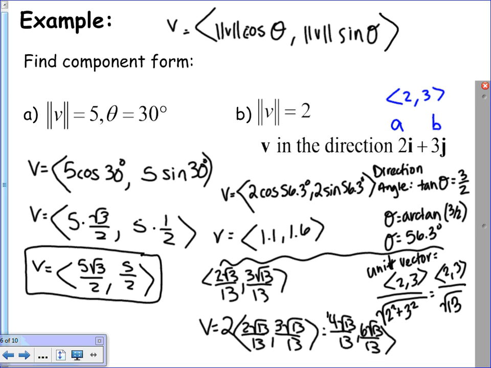But if you evaluate those radicals in your calculator, same as 1.1, same as 1.6. So there are multiple ways to think about it. You can think about the direction angle using tangent, or you can think about the unit vector like we did in that very first example. That could depend on whether you want an exact answer or if you're okay with a rounded answer.